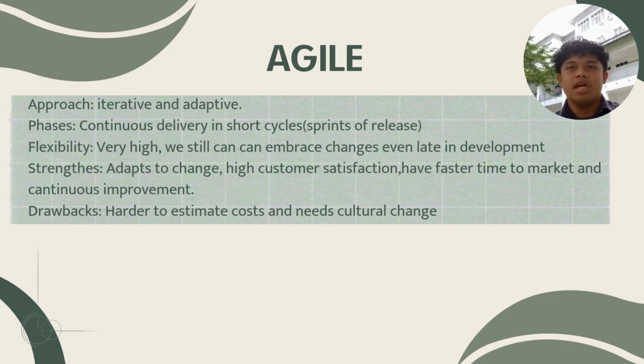Some of Agile's main strengths are that it adapts easily to change, provides high customer satisfaction, allows faster time to market, and supports continuous improvement with every iteration. However, Agile also has some drawbacks. It can be harder to estimate the cost and needs cultural changes. So overall, Agile is a modern and flexible approach that helps teams deliver quality software quickly while staying responsive to the customer needs.